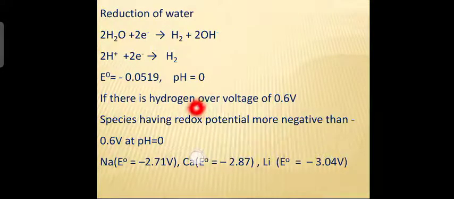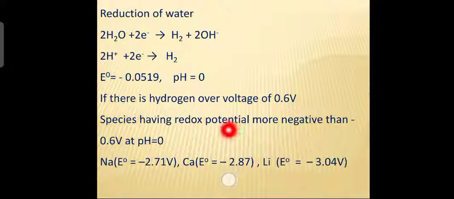Okay. Therefore, under ideal conditions, a species would be oxidized at E0 equal to 0 when pH is equal to 0. But each species has a hydrogen overvoltage. If there is a hydrogen overvoltage of, for example, 0.6 volts, then the species having redox potential more negative than minus 0.6 volts at pH 0 would be oxidized by water. Now, one example is given.